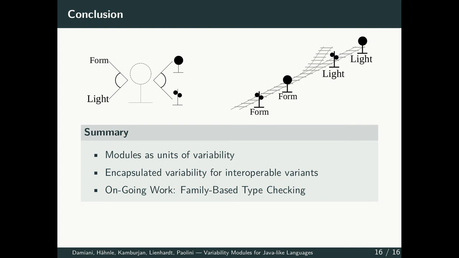As a conclusion, we introduced modules as a unit of variability and used their encapsulation to make variants interoperable by also reusing the reference mechanism of an object-oriented language. And what we're looking at right now is family-based type checking, so we only type check before flattening and not after.